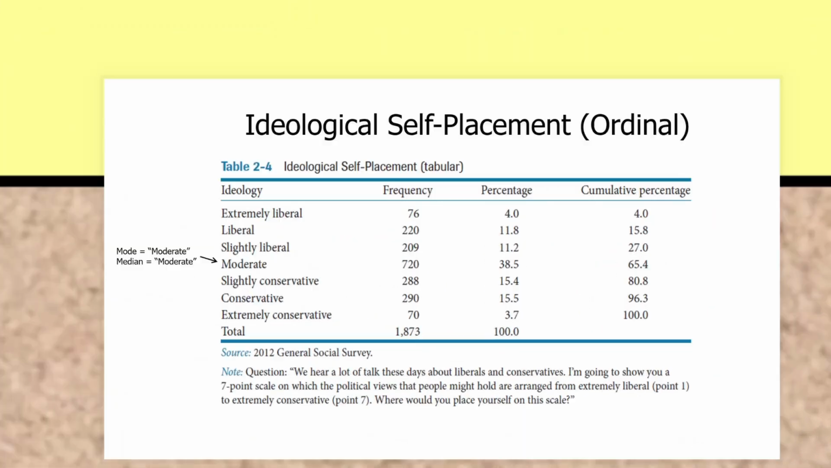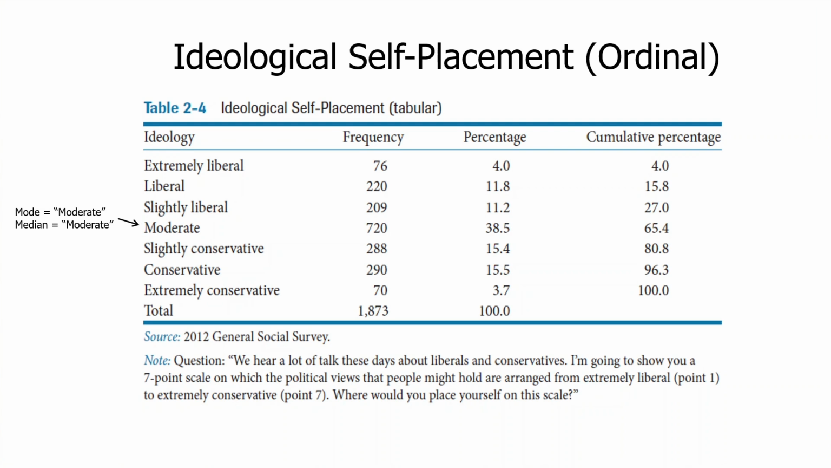Here's another example of an ordinal. This, of course, is a very familiar measure of ideology that you see in the surveys. This is out of the GSS 2012. We hear a lot of talk these days about liberals and conservatives. I'm going to show you a 7-point scale in which the political views that people might hold are arranged from extremely liberal, 1, to extremely conservative, 7. Where would you place yourself on this scale?